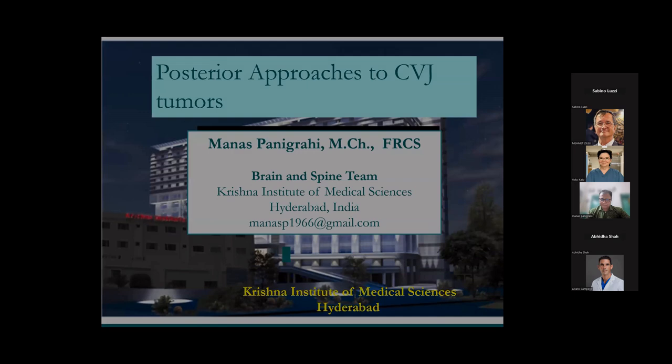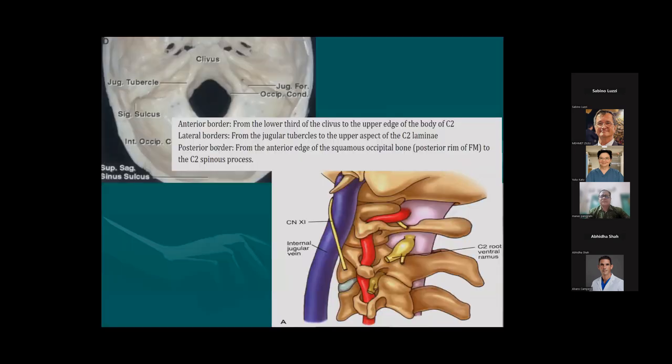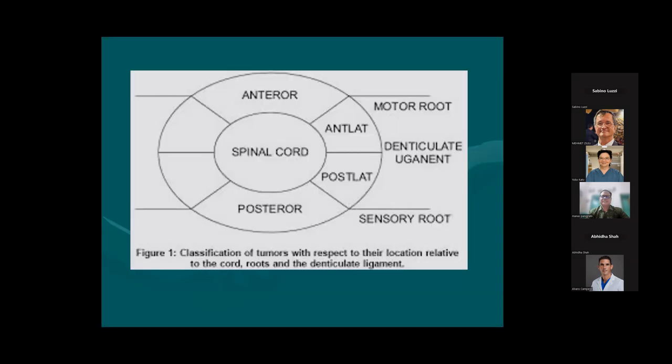As all of us know, the foramen magnum tumors are tumors which involve the lower part of the clivus till the upper border of the C2 body anteriorly, and posteriorly from the rim of the occipital squama to the upper part of the C2 lamina, and laterally from the jugular tubercle till the C2 lamina. Now, any tumors arising or attached in this region are called foramen magnum tumors.